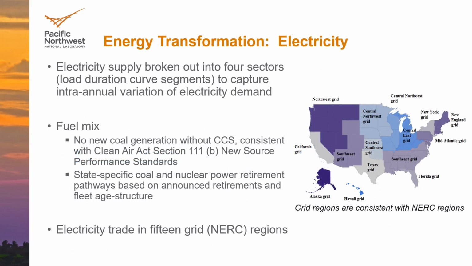GCAM-USA has increased detail in the electricity sector compared to the core GCAM model. Electricity supply in GCAM-USA is divided into 4 representative load segments: baseload electricity, intermediate electricity, sub-peak electricity, and peak electricity, based on an annual load duration curve. This structure better reflects the intra-annual variation of electricity demand.